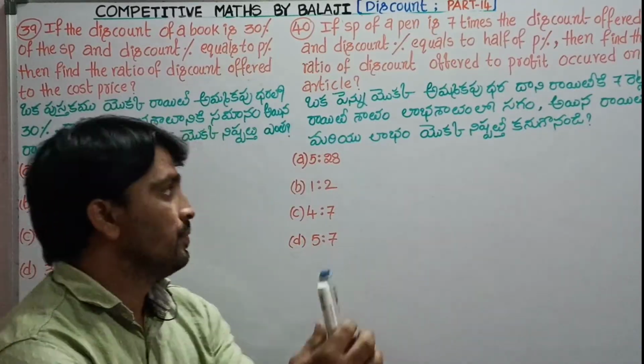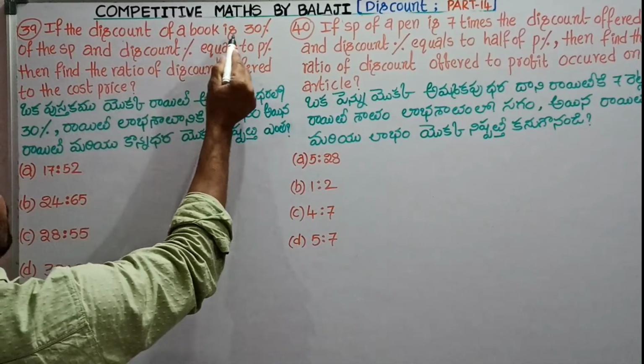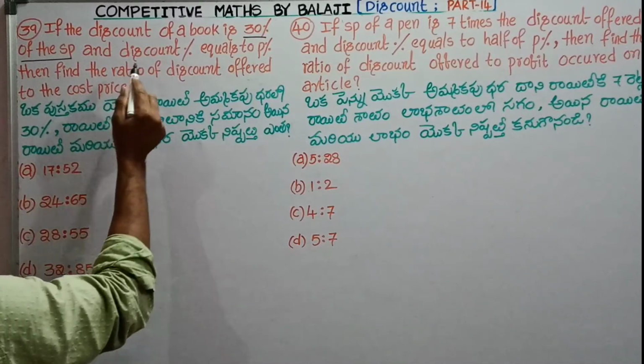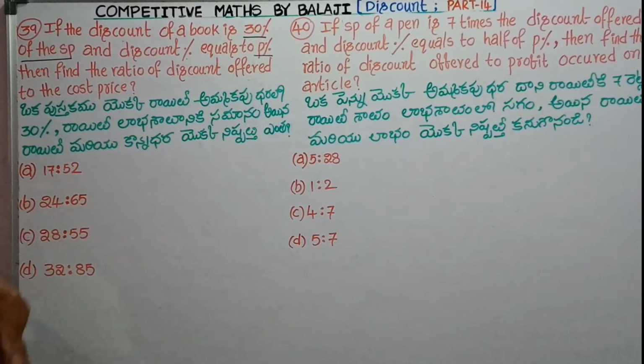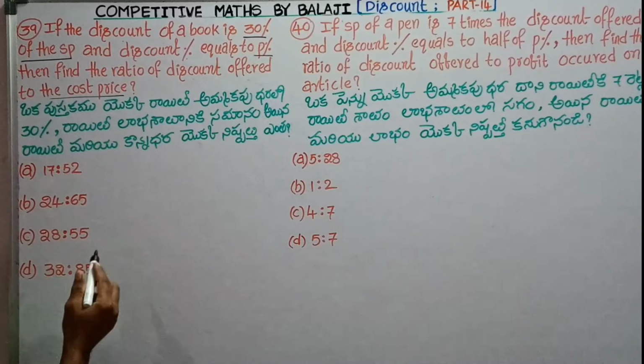Next model problem. Question number 39. If the discount of a book is 30% of the SP and discount percentage equal to profit percentage, then find the ratio of discount offered to the cost price.